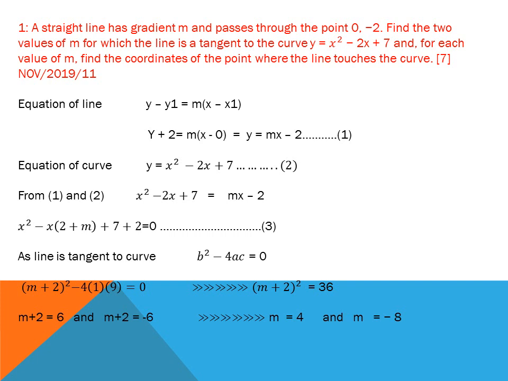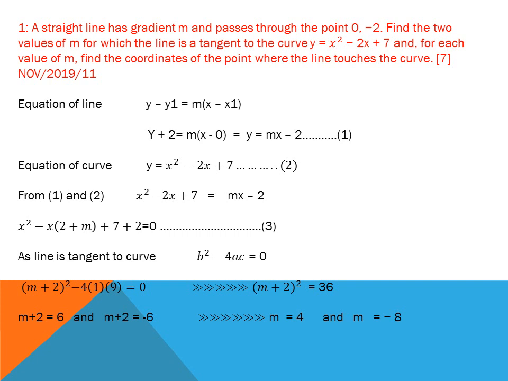Here he is describing that the line is tangent to the curve. It means the line cuts the curve at only one point. So find the value of m. Find the coordinates of the point where the line touches the curve. Equation of line: y minus y1 is equal to m times x minus x1. Here we apply the point 0, minus 2: y plus 2 is equal to m. The gradient of the line he is giving in the question, that is m.